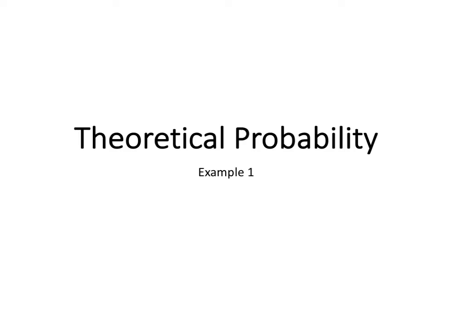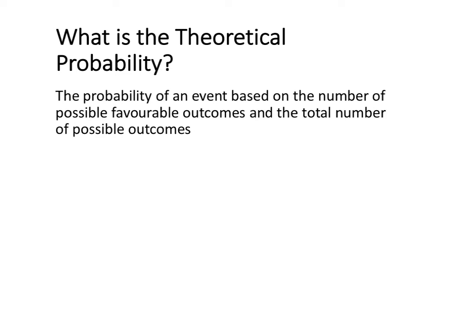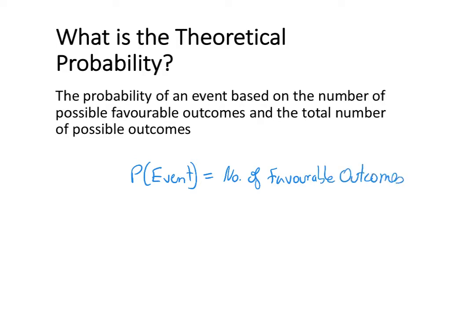In this video, we're going to have a look at a theoretical probability calculation. A theoretical probability is the probability of an event based on possible favorable outcomes and the total number of possible outcomes. So it's not based on the actual experiment occurring, but based on the possible outcomes that could occur. And to calculate this probability, the probability of the event is equal to the number of favorable outcomes divided by the number of possible outcomes.